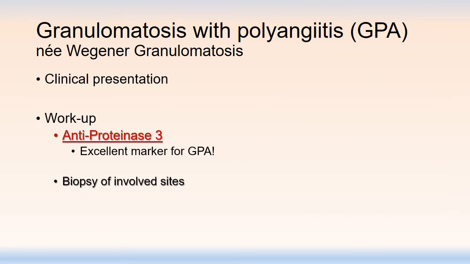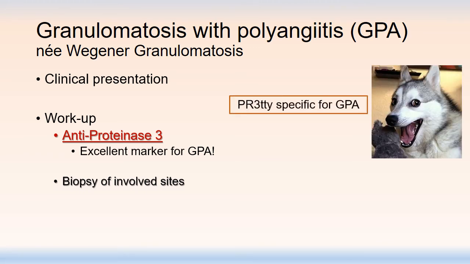The symptoms I mentioned, the sinusitis, the hemoptysis, the renal disease, all can occur in GPA, but of course we need to work up whether or not this is what's going on. And one thing we would definitely want to do is do an ANCA test, and specifically we would want to do the antiproteinase 3 test. It is an excellent marker for GPA. We might even say it's pretty specific for GPA.